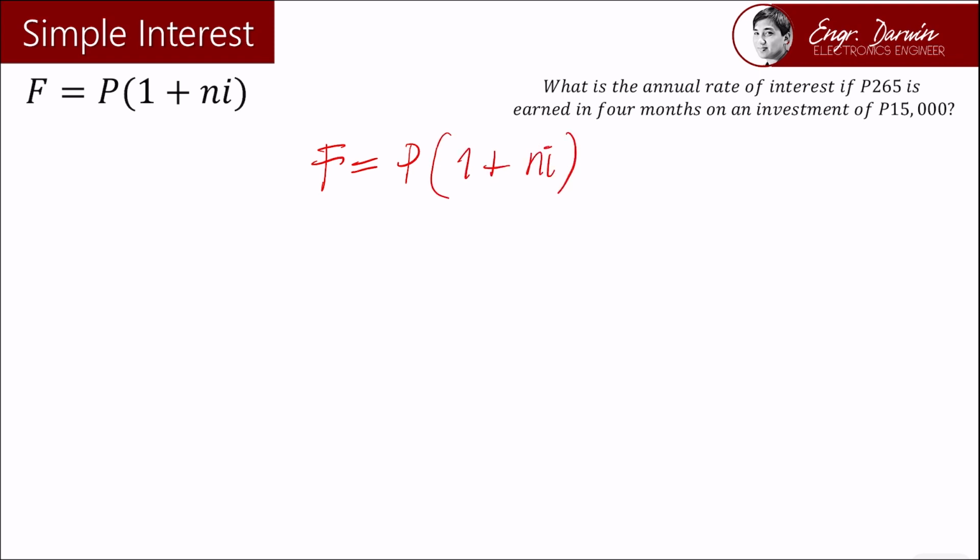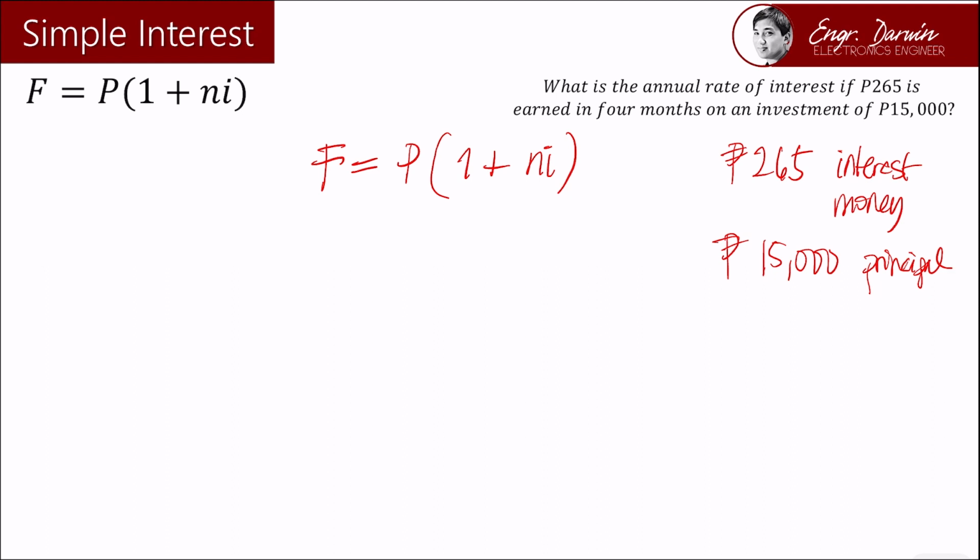The thing is, in this problem, we are given 265 peso as your interest money, and your principal amount is 15,000 peso. So this is your principal. We don't know what is the interest rate, but we are given 4 months of period, which, if we convert it to 1 year, is 4/12.